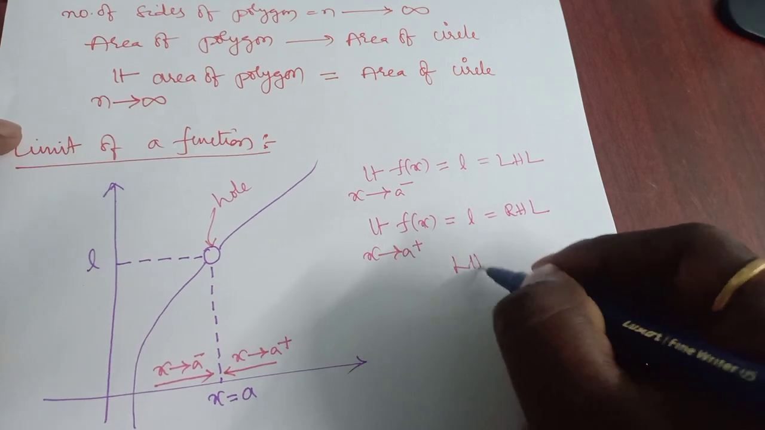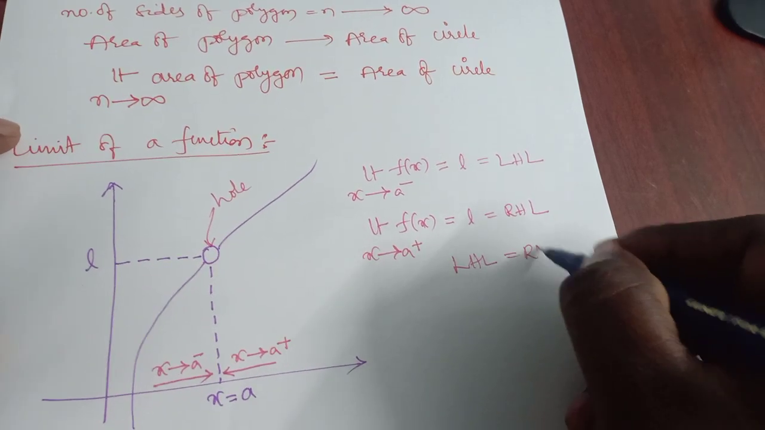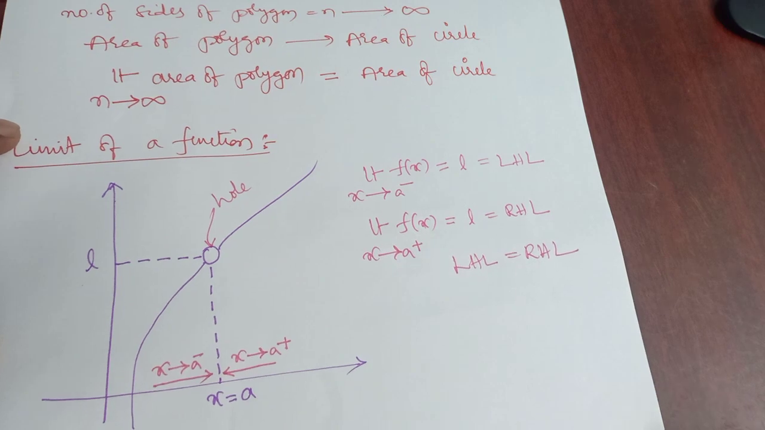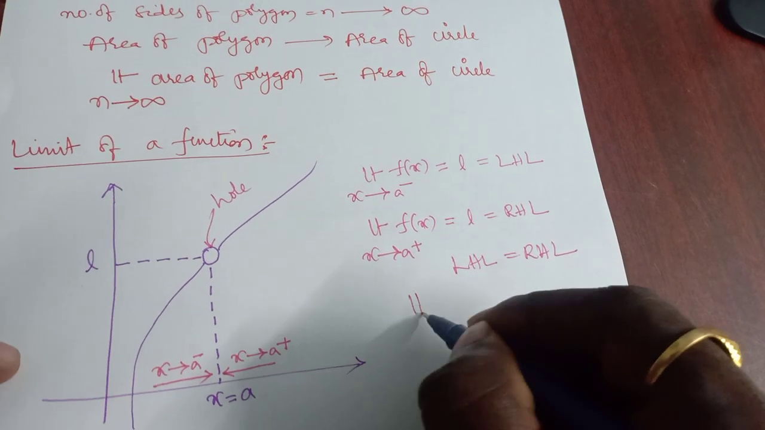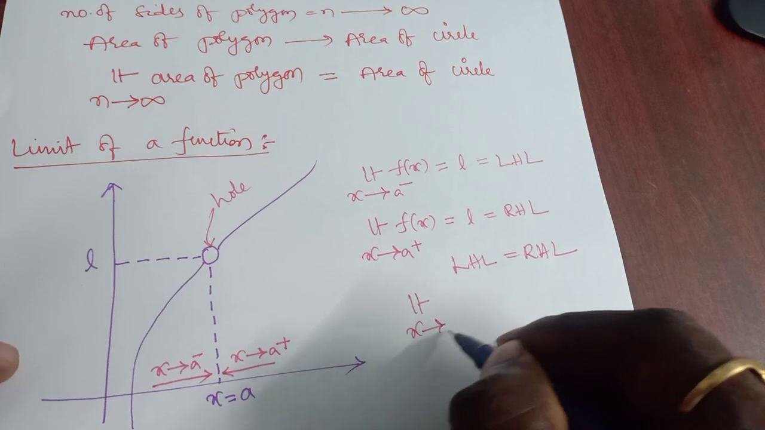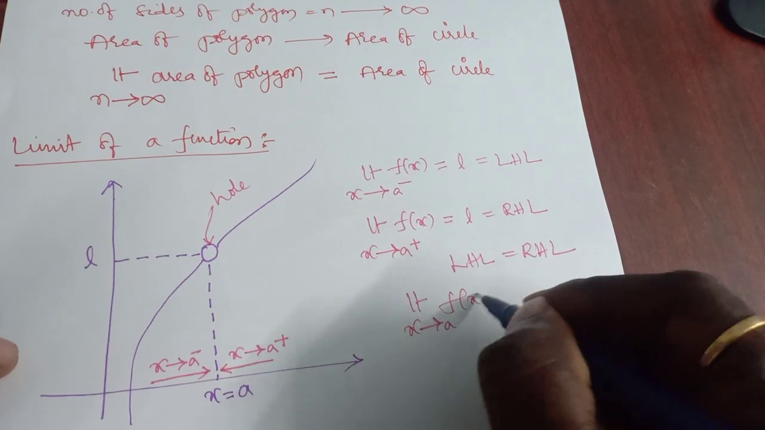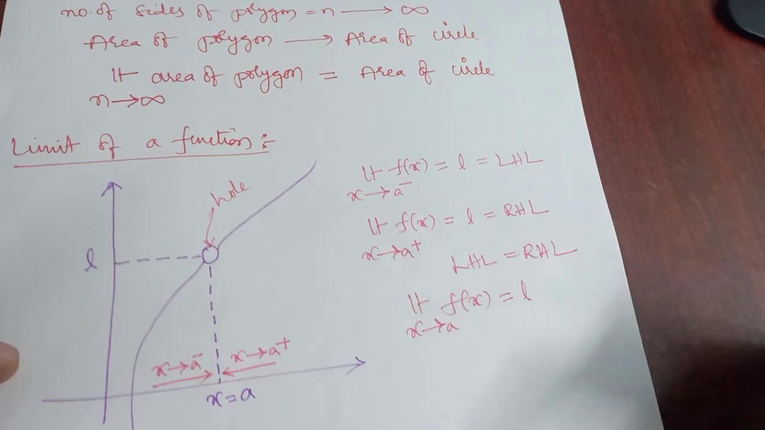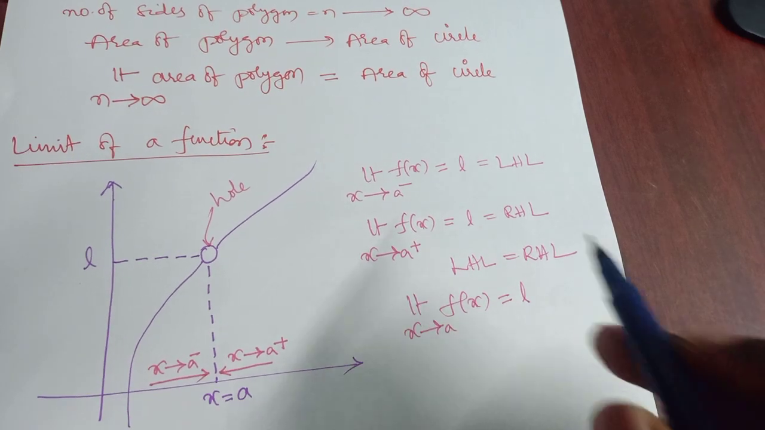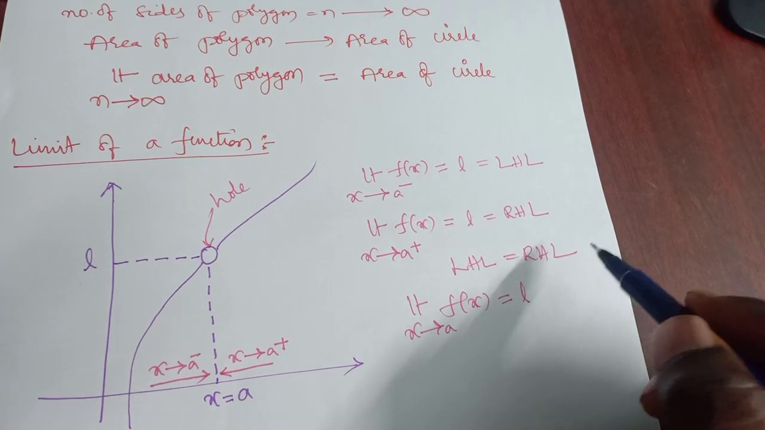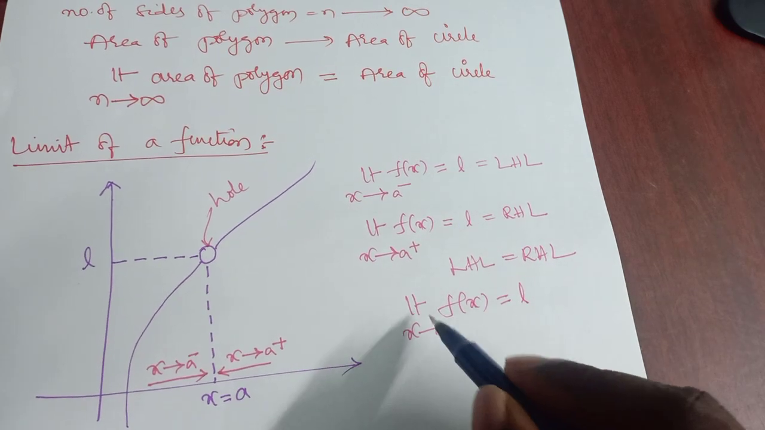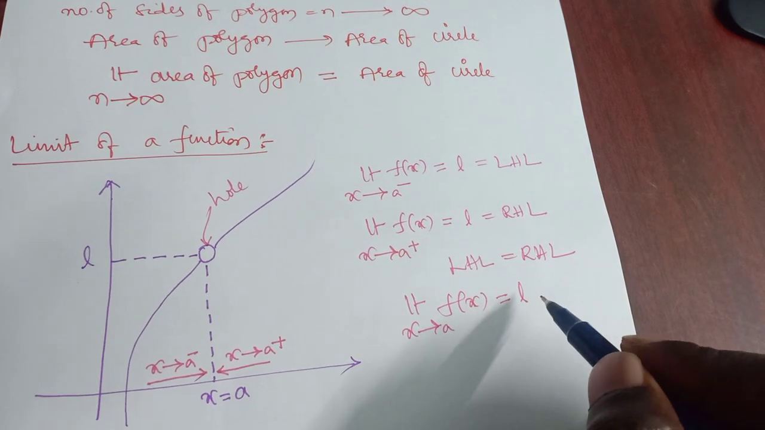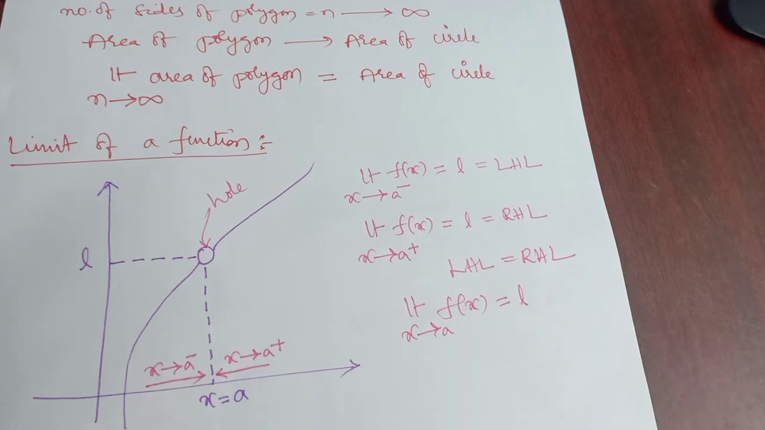Here the left hand limit is equal to the right hand limit, which means limit as x tends to a of f of x is equal to L. If the left hand limit is equal to the right hand limit, what happens? The limit exists. What is the existing limit? Limit as x tends to a of f of x is equal to L.